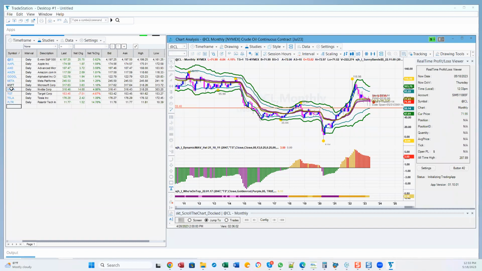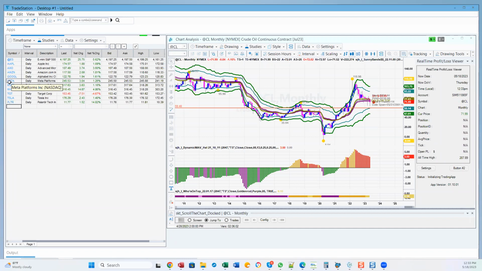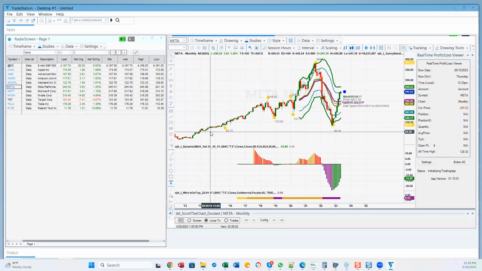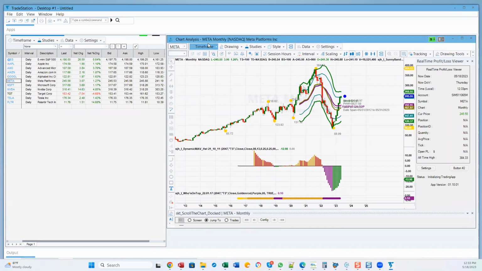Let's look at one of my favorites. Look at this one, Meta. So Facebook, look at that chart. That's a monthly chart of Facebook, Meta. Just straight up. That just looks like a Heikin-Ashi because it's just straight up like that. Let's look at the weekly on this one.